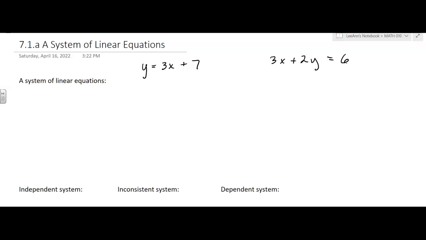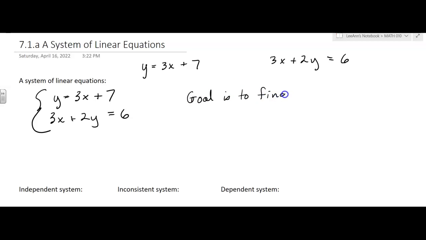Okay, so a system of linear equations is when we have two linear equations. So let's just take those two: y equals 3x plus 7 and 3x plus 2y equals 6. When we put them together, then that's a system of linear equations. And what we're looking for, the goal, is to find the ordered pairs that make both equations true.